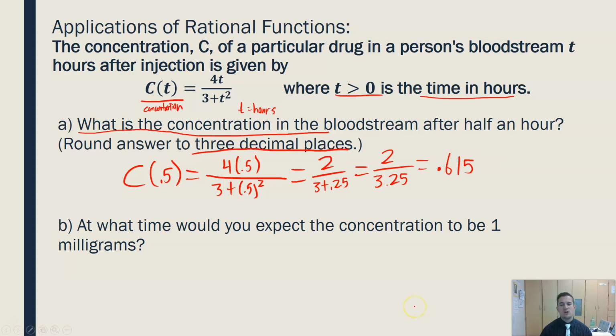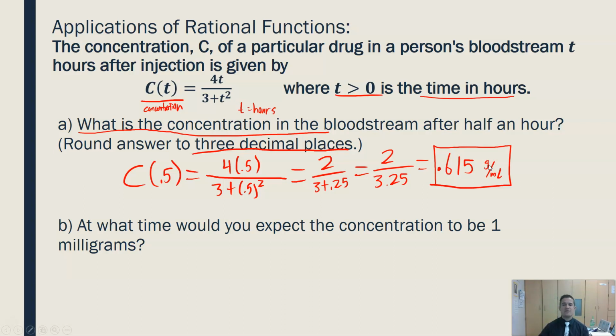The concentration of the drug in the bloodstream is 0.615. That concentration is typically measured in grams per milliliter or something, but it's how much of the drug is in a certain unit of your blood. Because if the concentration gets too high of drug to blood, you're probably going to die or pass out or something bad's going to happen. So they need to make sure the concentration in your blood is the right value.